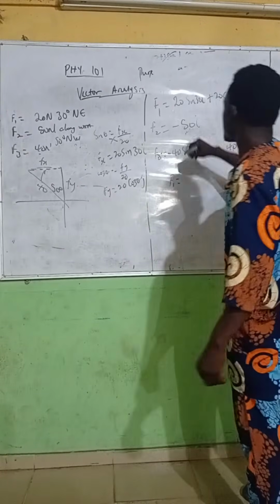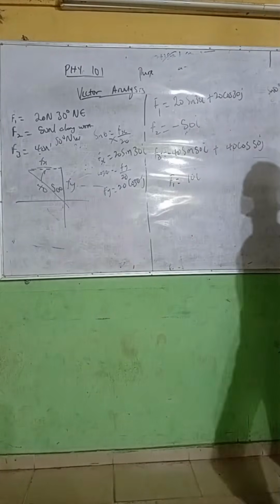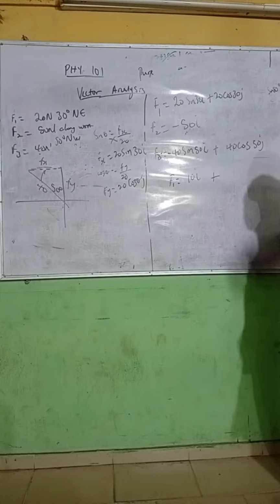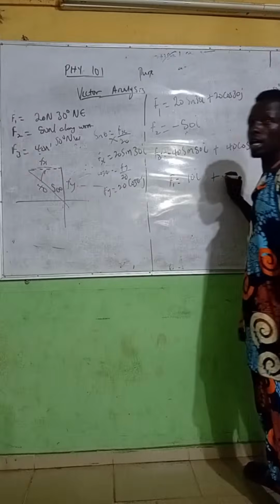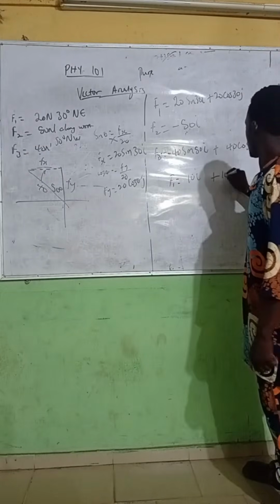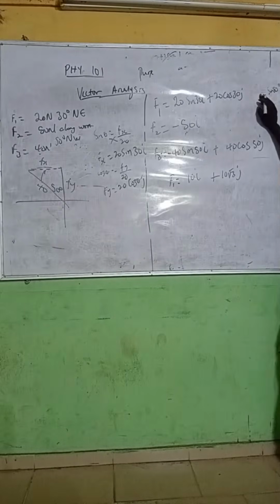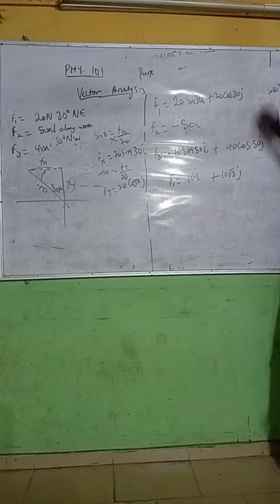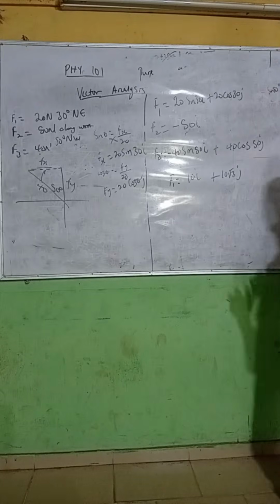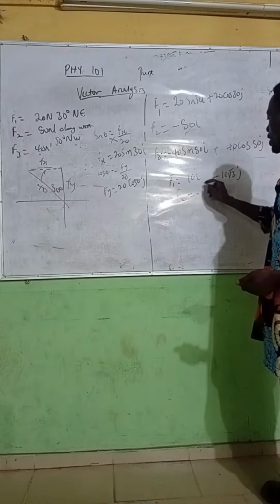F1 equals, sin 30 is 0.5. That's 10i, isn't it? Plus 10 root 3 j. Yes, it's 10 root 3 because cos 30 is root 3 over 2. Root 3 over 2 times 20, that's 10 root 3. F2 is minus 50i.